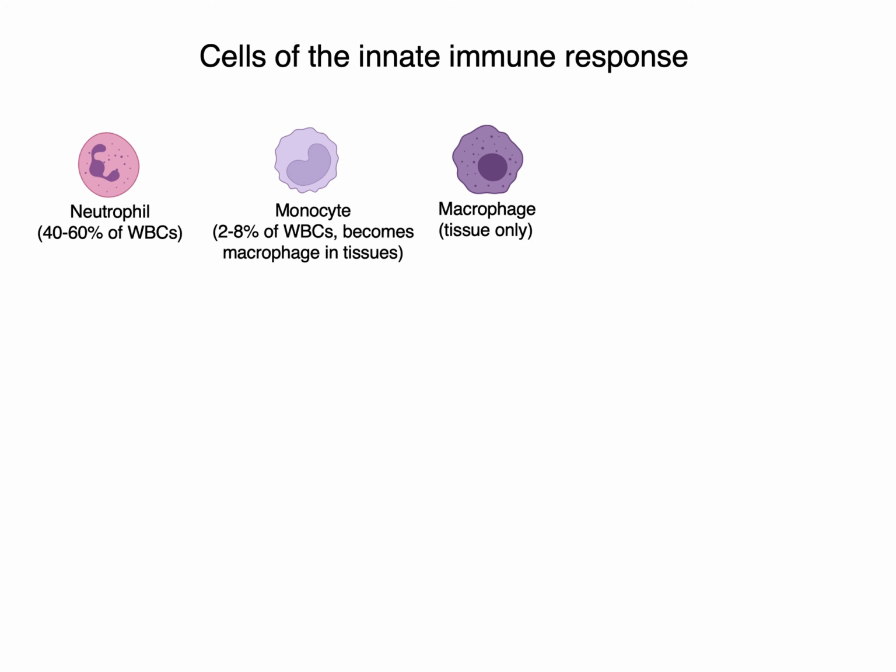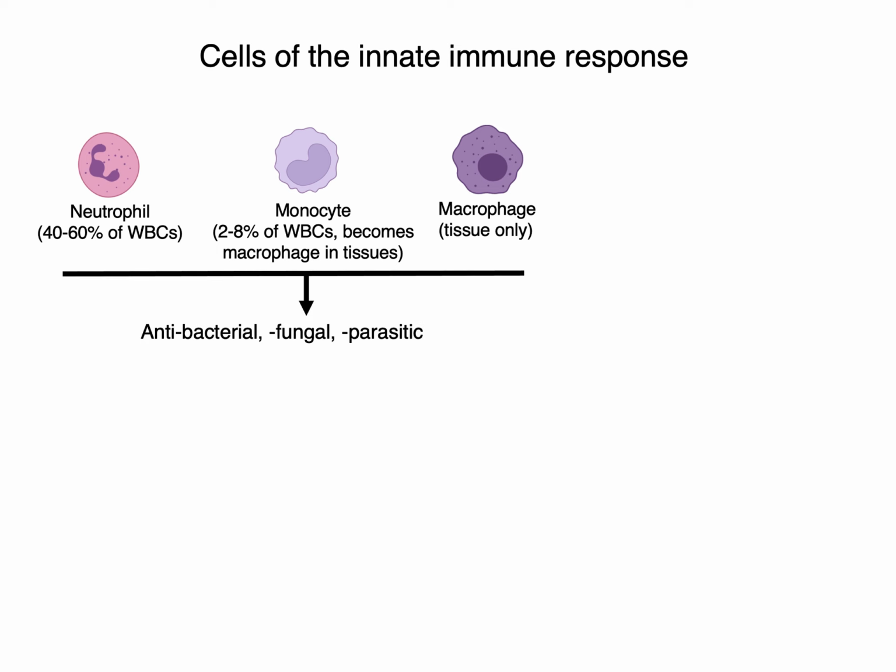Okay, now what are the cells of the innate immune response? Well, I mentioned many of these myeloid cells, and that includes things like neutrophils and monocytes and macrophages. The difference between neutrophils and monocytes to macrophages is that macrophages don't circulate. They're really only found in tissues. And these cells are important in many types of immune responses, including against many bacteria and fungi and parasites.